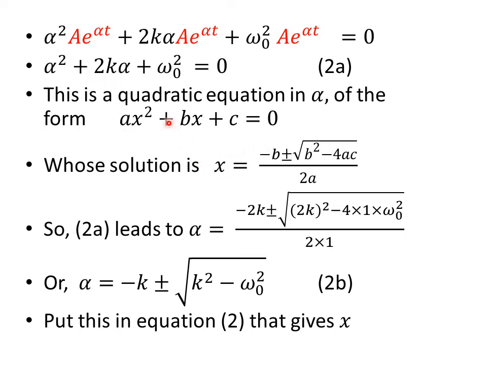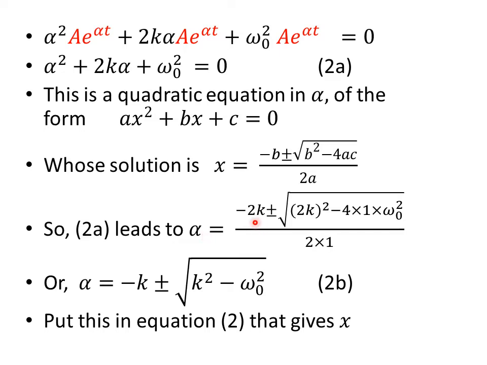What we do is, if you have an equation of the form ax square plus bx plus c equal to 0, we know that the solution is minus b plus or minus root of b square minus 4ac, divided by 2a. So we will just apply that in this equation and find alpha. Here a is equal to 1, b is 2k, and c is omega 0 square. So that is what we are doing here.